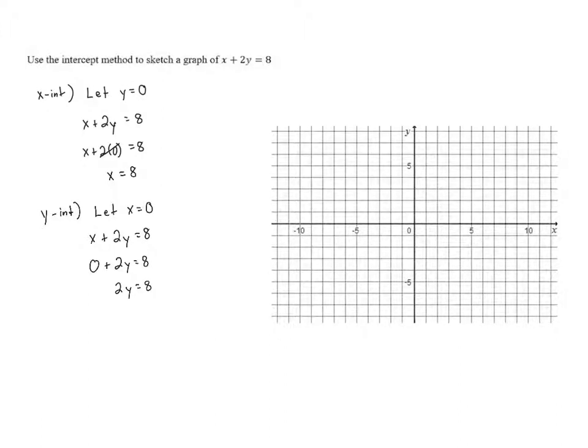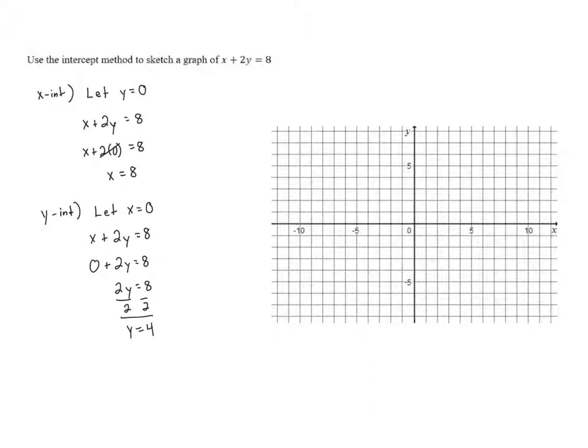And in fact, that's the beauty of this method. Whenever we plug in 0 and multiply something by 0, that term vanishes. So the x term went away, and we just have 2y equals 8. To get y alone, we divide both sides by 2, and that gives us y equals 4.